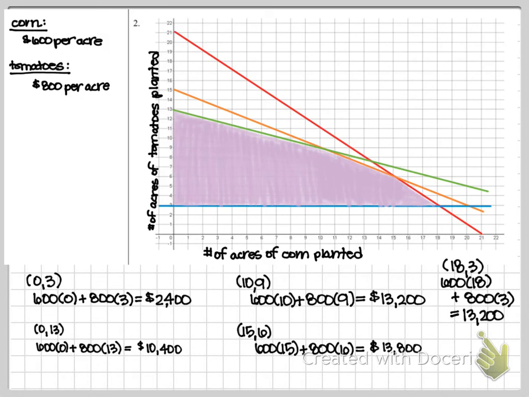Okay, so based off of my calculations here, I think it's pretty clear which one they should do because it gives them the most money. With $13,800, and the $13,200 was pretty good, still $600 off. So they could make more money with the other ones. So let's do 15 and 6.